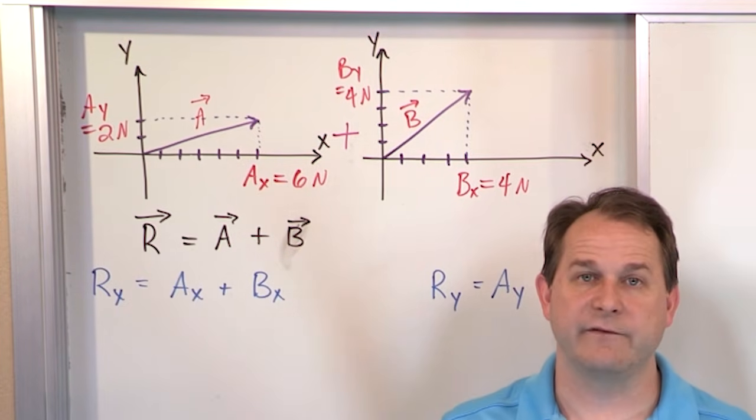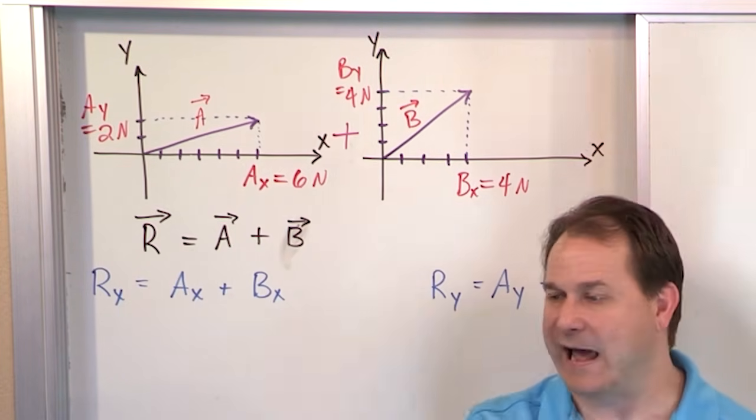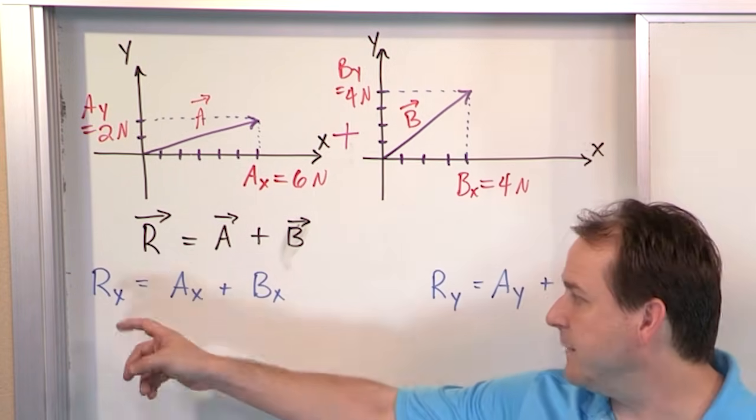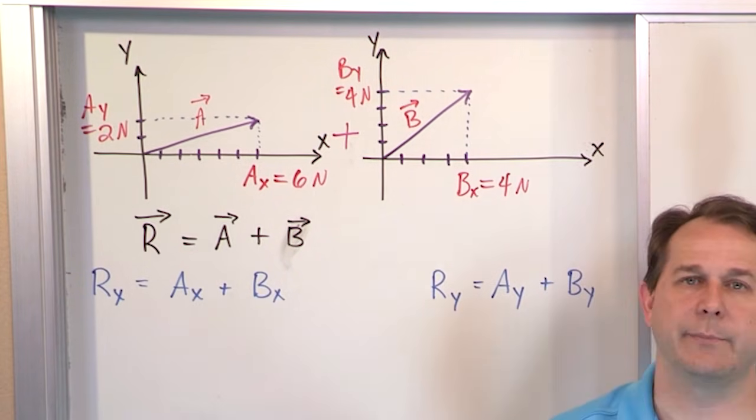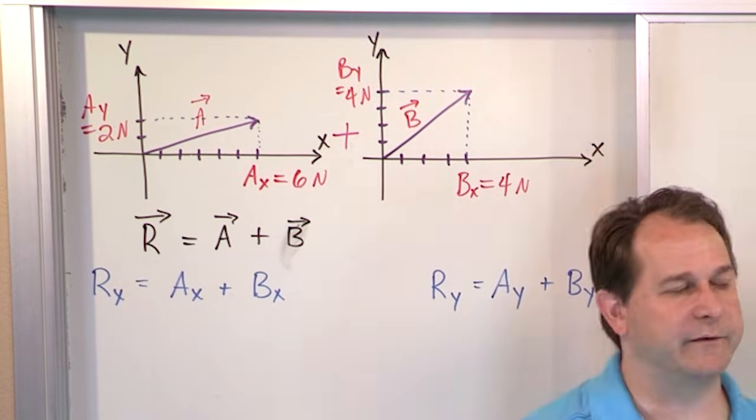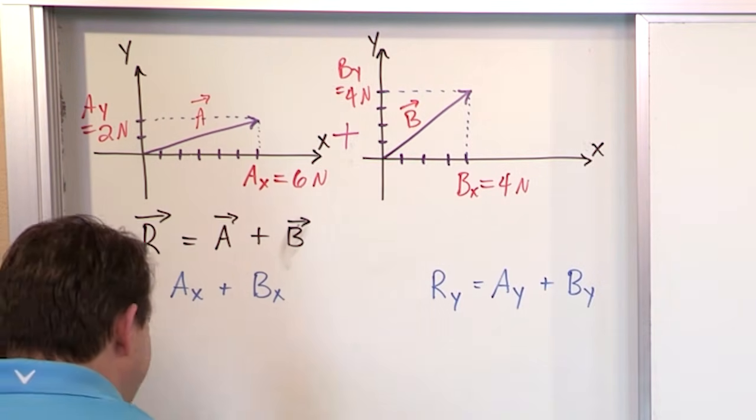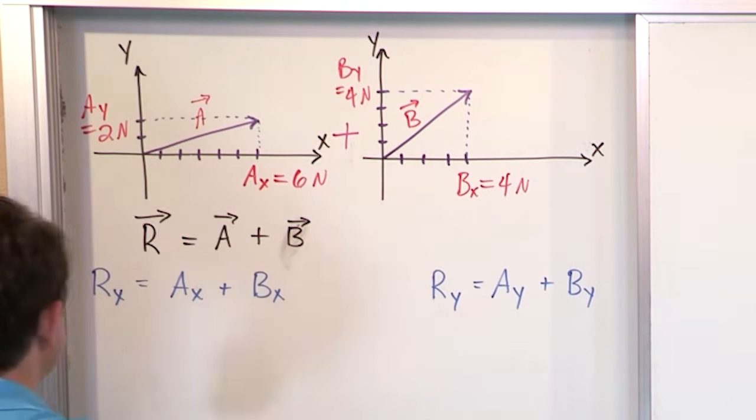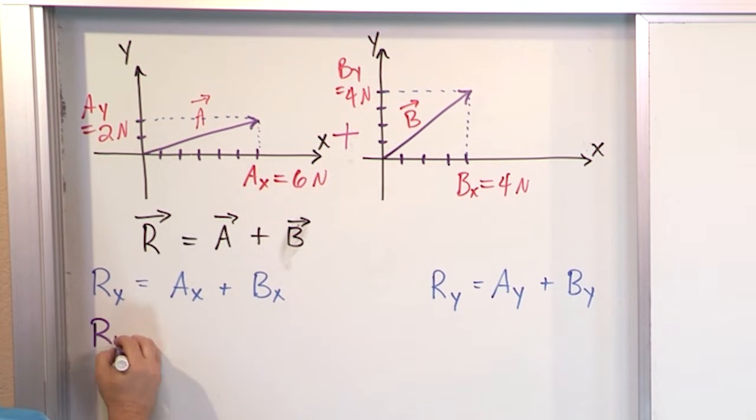Well, to find the resultant vector, instead of writing all those arrows, I just add up all the x components. That's going to be the x component of the answer. All the y components, that's going to be the y component of the answer. So the actual math is crazy simple here. The resultant is this plus this.